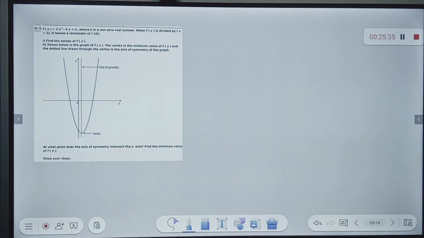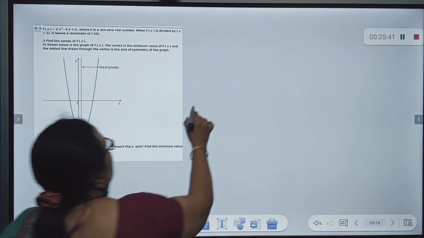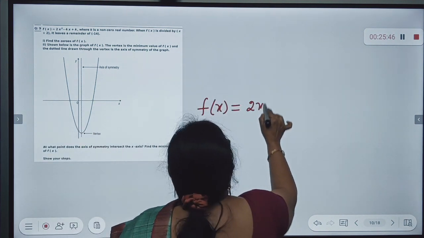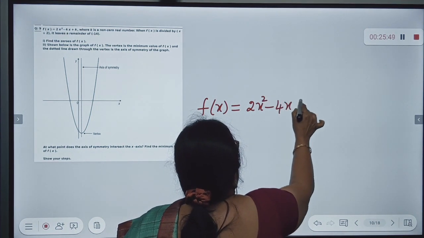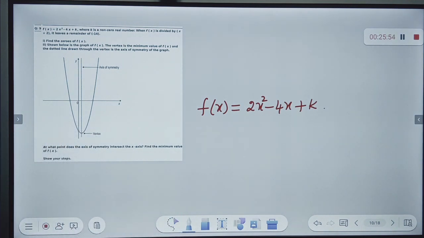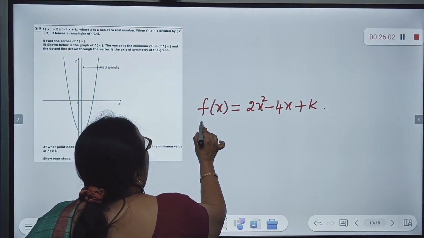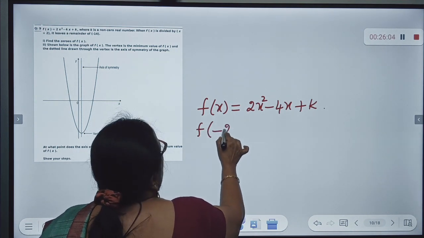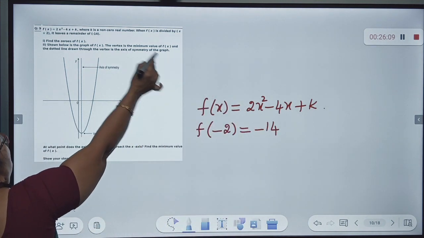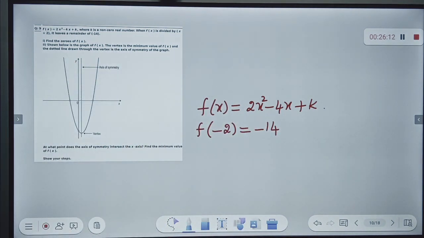Now look at the next question. We have f of x equal to 2x square minus 4x plus k, where k is a non-zero real number. When f of x is divided by x plus 2, it leaves a remainder minus 14. So f of minus 2 is equal to minus 14. What is given? When f of x is divided by x plus 2, it leaves a remainder minus 14.